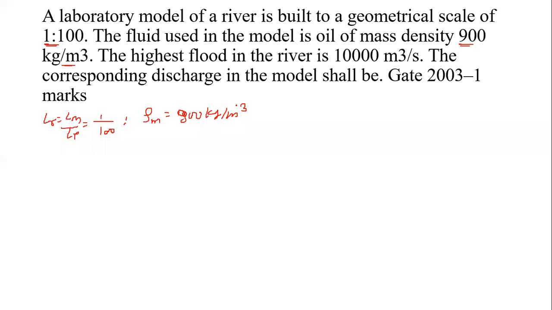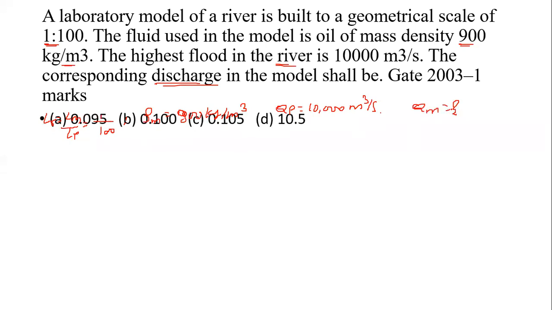Options are also given to us. By mistake I had written here, let it be now. Then the highest flood in the river means this discharge is related to the prototype. QP is 10,000 meter cube per second, and what they asked, the corresponding discharge in the model, QM, is equal to question mark. Options are 0.095, 0.1, 0.105 and 10.5. I got the answers in the chat box. I would like to go for them.